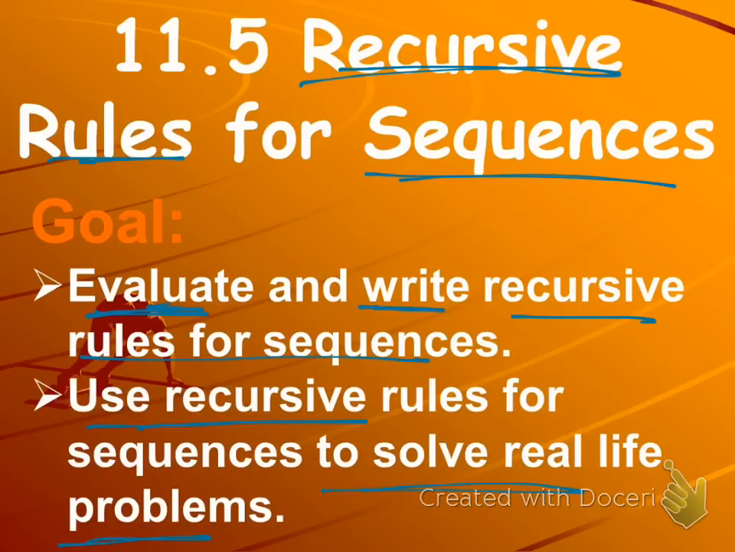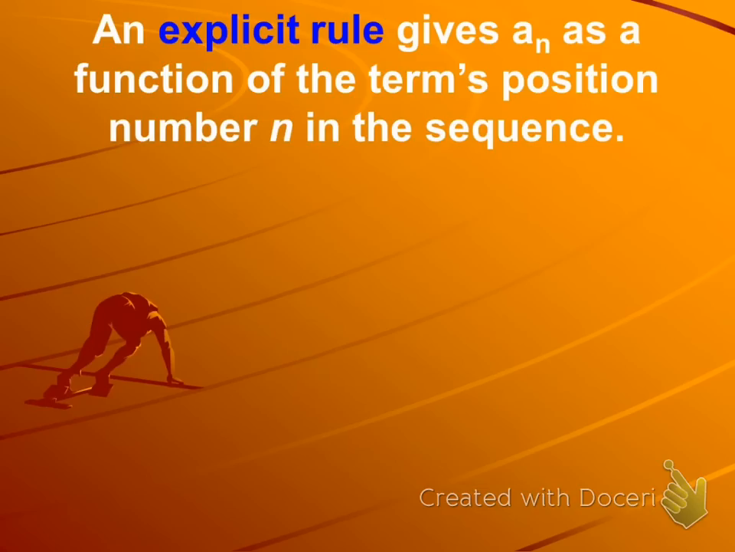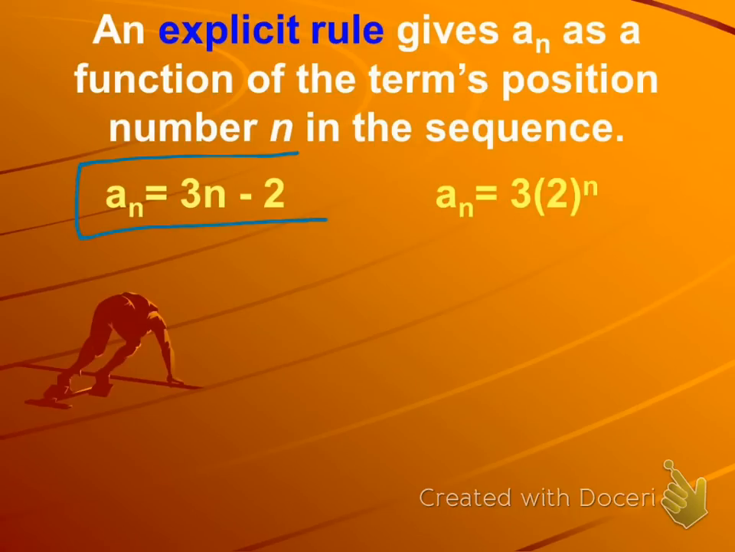Let's first talk about what is a recursive rule. An explicit rule gives any term as a function of the term's position number in the sequence. This is the way that we have been writing rules. For instance, these are some explicit rules. This first one is an arithmetic explicit rule, where any term is found by multiplying 3 times the position of the term, whether it's the first term, second term, third term, so on, minus 2.